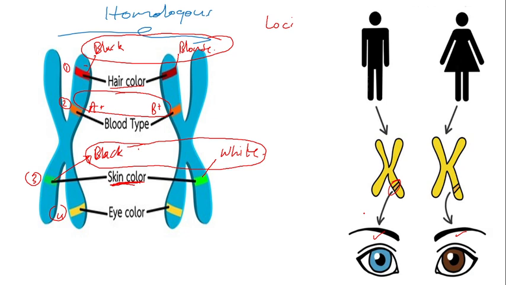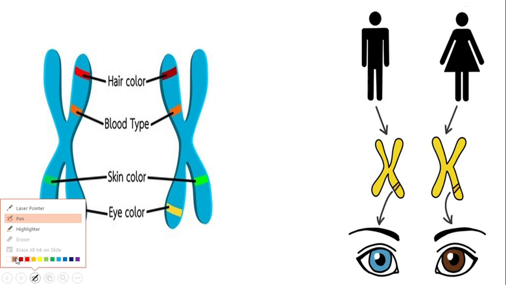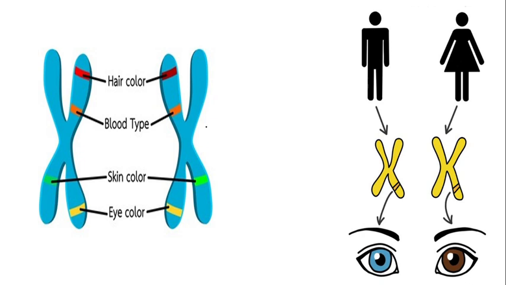Another thing: these alleles do exist as pairs. So what are we going to do now? We're going to look at how they are represented. Alleles are represented using letters. For a certain trait, like hair color, we will choose a letter to represent it. Let's say, for example, we choose the letter B for hair color. This is the letter chosen for the trait for hair color.